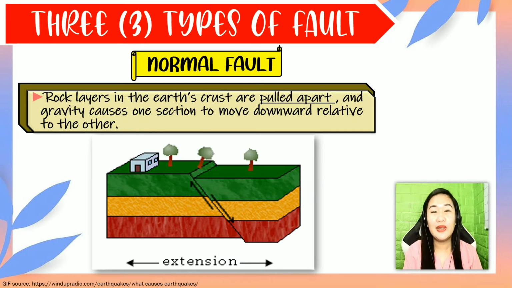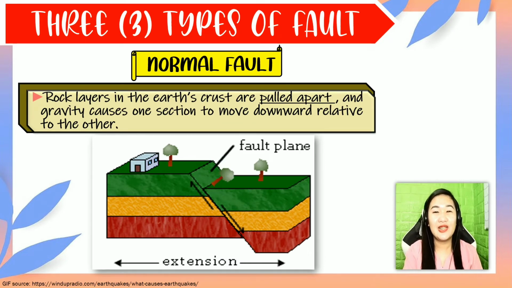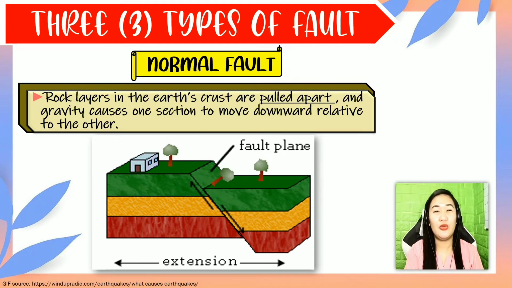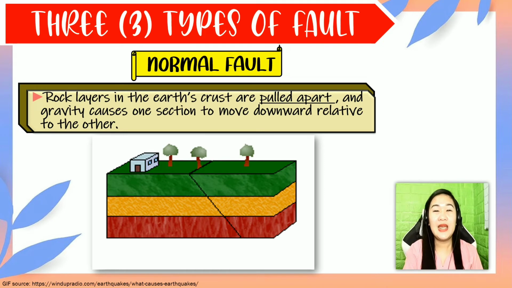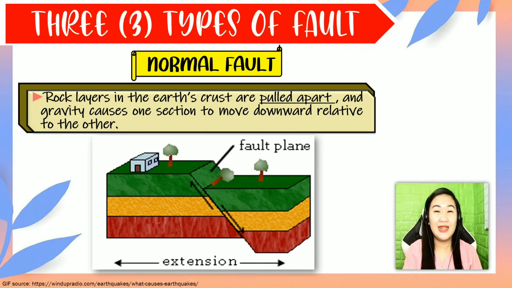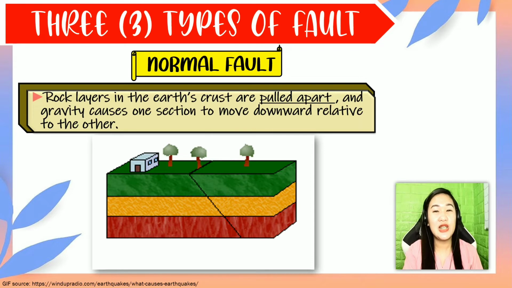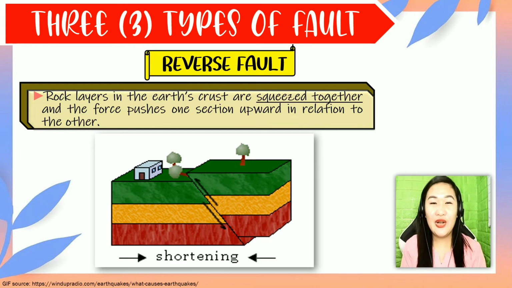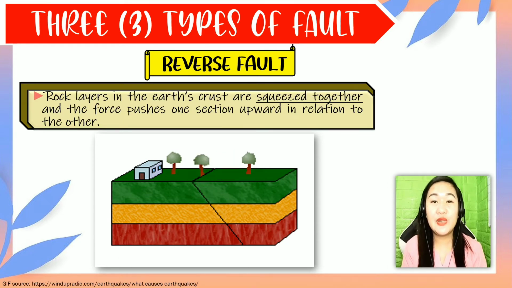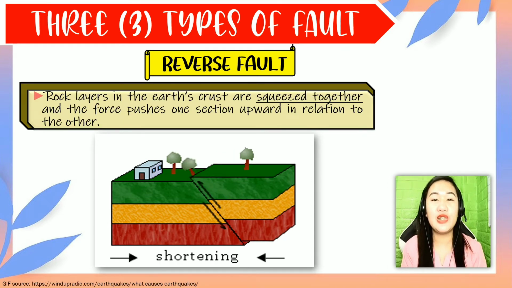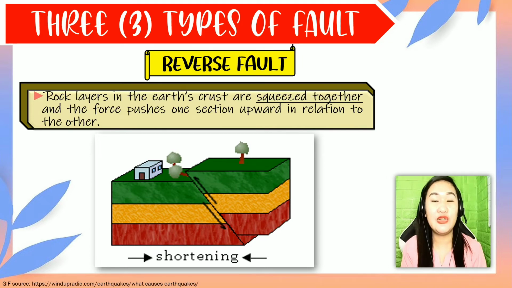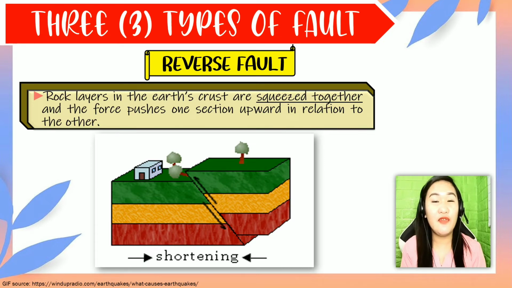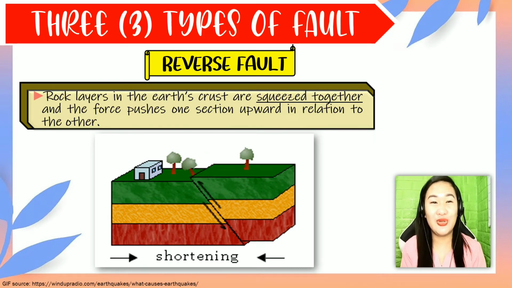In normal fault, rock layers in the Earth's crust are pulled apart, and gravity causes one section to move downward relative to the other. This fault motion is caused by tensional forces and results in extension. In reverse fault, rock layers in the Earth's crust are squeezed together and the force pushes one section upward in relation to the other. This fault motion is caused by compressional forces and results in shortening.